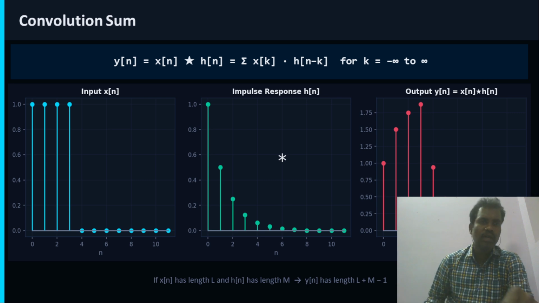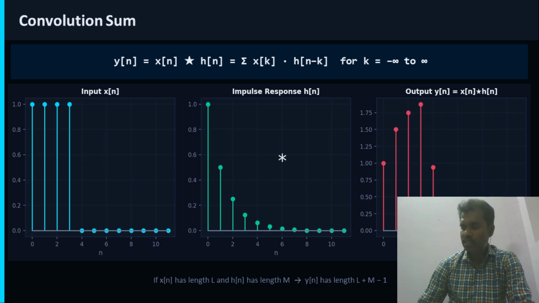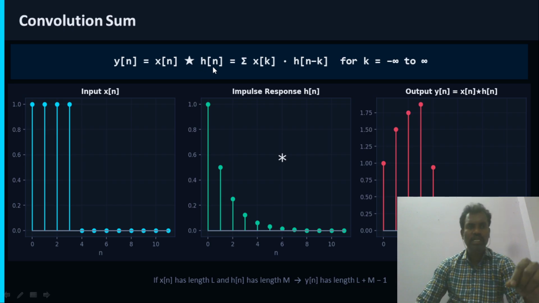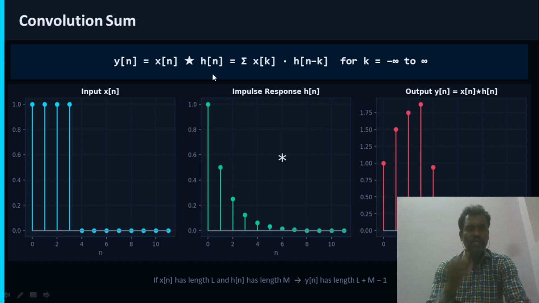Convolution sum of the input with the impulse response of the system. The response y of n is equal to x of n star h of n. The star symbol is used to indicate the convolution operation. This convolution summation indicates sigma x of k multiplied by h of n minus k.